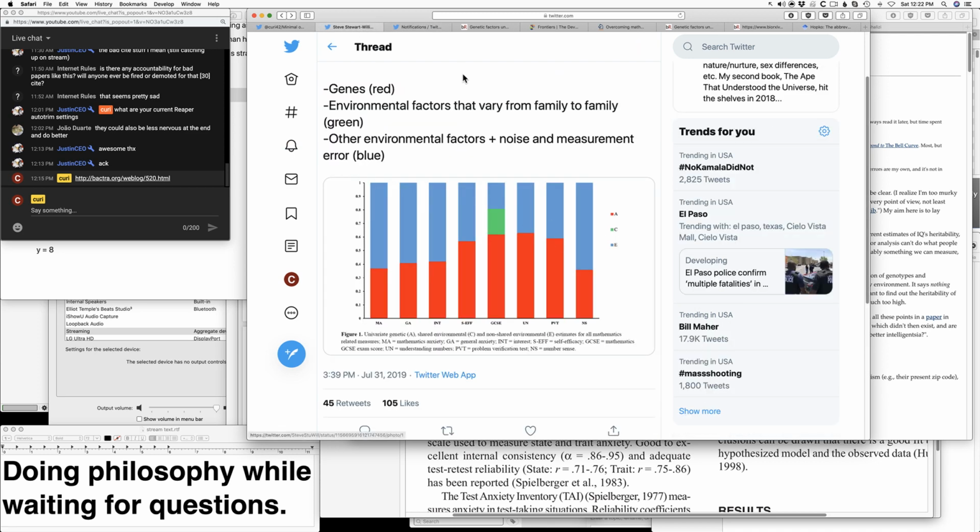And they don't seem to be considering why on earth shared environment would be a factor on the GCSE but not on the UN, PVT, NS, MA, any of the other things? That doesn't make sense. Why would it factor into one of these things but none of the others? They're giving no explanation of why it'd be literally zero factor on any of these other things.